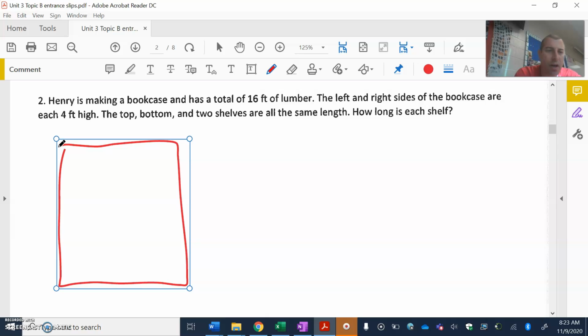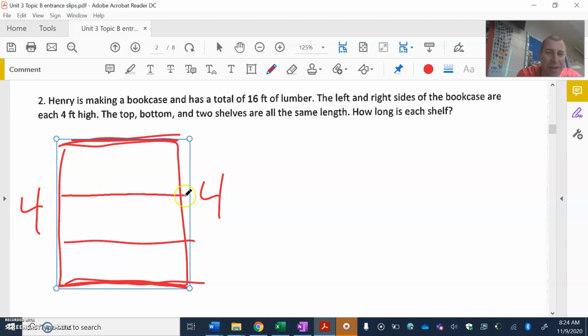All right, the left and right sides are 4 feet high, so we know these guys are both 4s. The top, the bottom, and 2 shelves. Yeah. All right, we're getting an accurate picture here. They're all the same length. Do we know what the length is? No, but we know they're all the same. So if we call this guy an X, we have to call this one an X, this one an X, call this one an X. So now we know when all this is added up, it has to equal 16 feet.